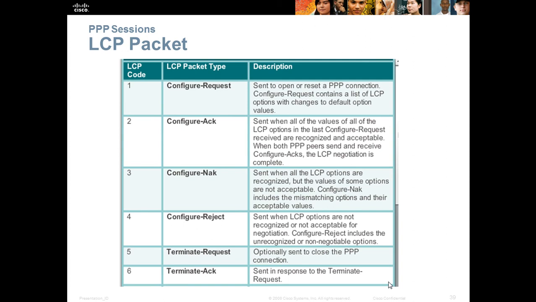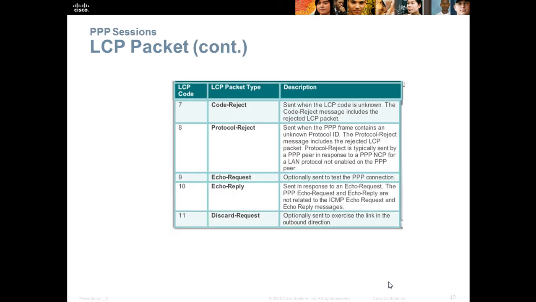These are some of the LCP packet types and their codes. Code 1 is configure request, code 2 is configure acknowledgement, code 3 is configure NAK, code 4 configure reject, code 5 terminate request, and code 6 terminate acknowledgement. Code 7 code reject, LCP code 8 protocol reject, LCP code 9 echo request, LCP code 10 echo reply, and LCP code 11 discard request.